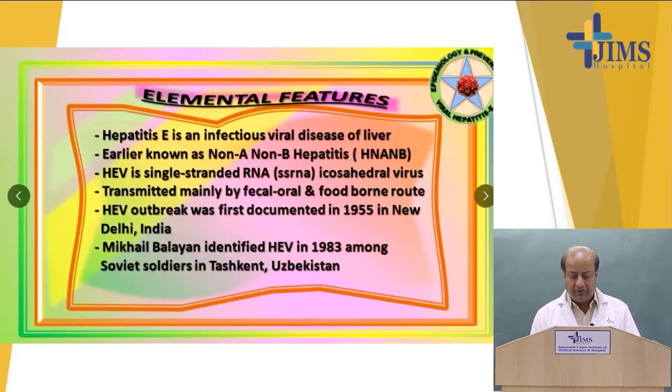Hepatitis E is an infectious viral disease of the liver. It was earlier known as non-A, non-B hepatitis. HEV is a single-stranded RNA virus and it is mostly transmitted by the fecal-oral route. The HEV outbreak was first documented retrospectively in 1955 in New Delhi, Jamuna Bank area. Mikhail Balayan identified HEV in 1983 among Soviet soldiers in Tashkent in Uzbekistan.